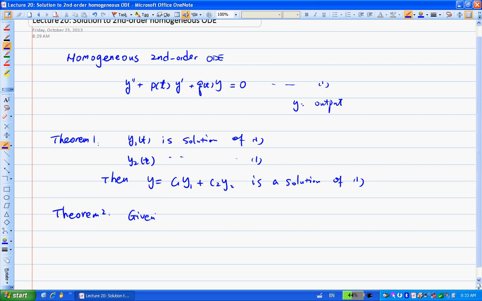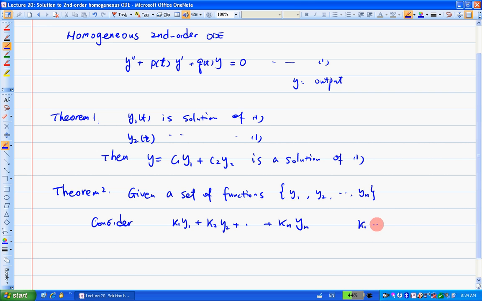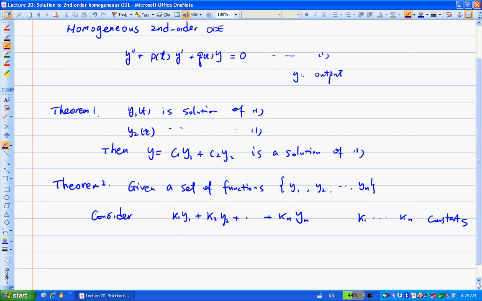So this is where we start. Given a set of functions, for example, y1, y2, up to yn, we're interested in the relationship, basically the connection among these functions. Given this set of functions, consider k1 y1 plus k2 y2 until kn yn. So basically, you multiply each one of the functions with a certain constant. Those are constants here.